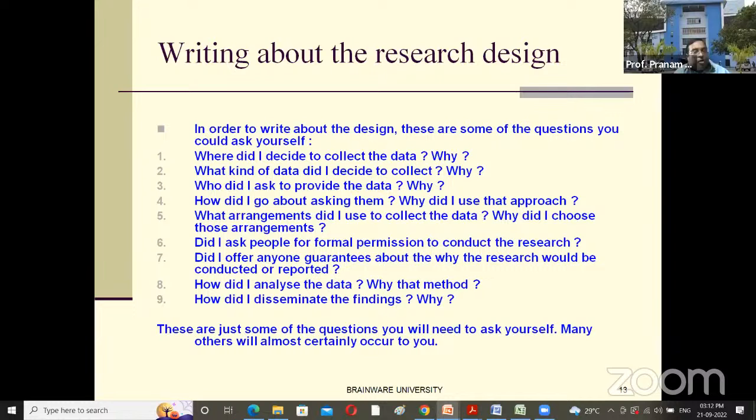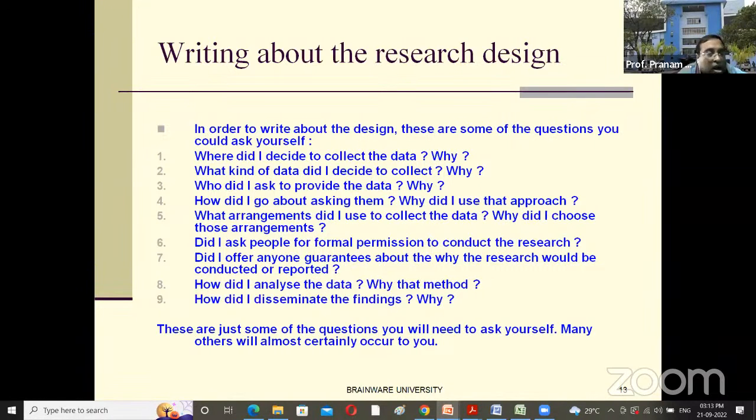Did I ask people for formal permission to conduct the research? Did I offer anyone guarantee about why the research should be conducted or reported? How did I analyze the data? Why that method only? How did I disseminate the findings and why? This you ask yourself repeatedly. This may change your research design, or this may dictate your research design. How you do your research design may be dictated by answering these questions to yourself.